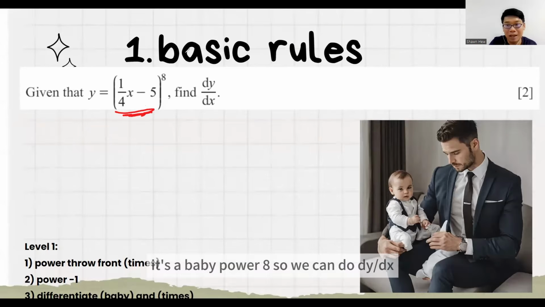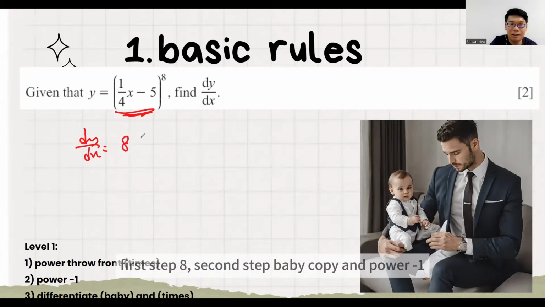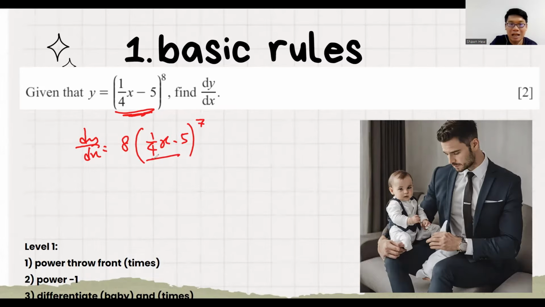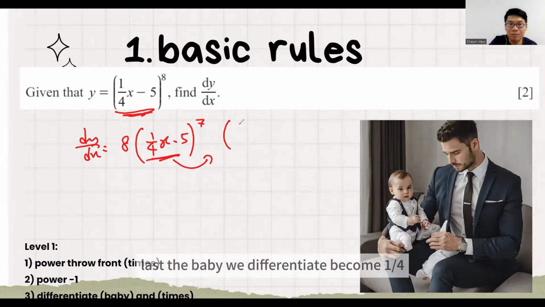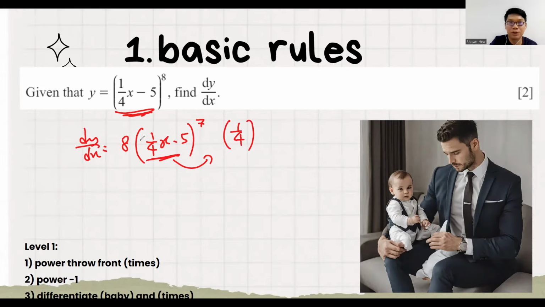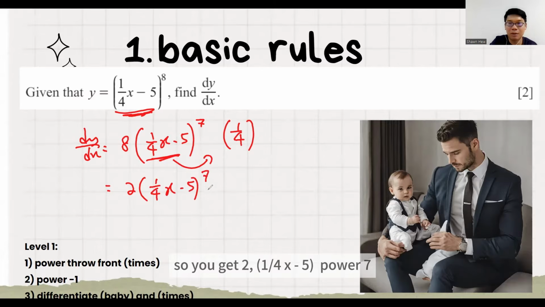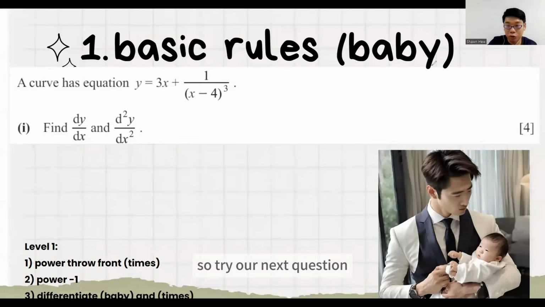It's a baby power 8, so we can do dy/dx. First step, 8. Second step, baby copy and power minus 1. Last, the baby we differentiate becomes 1 over 4. So you get 1 over 4x minus 5 power 7. So try our next question.